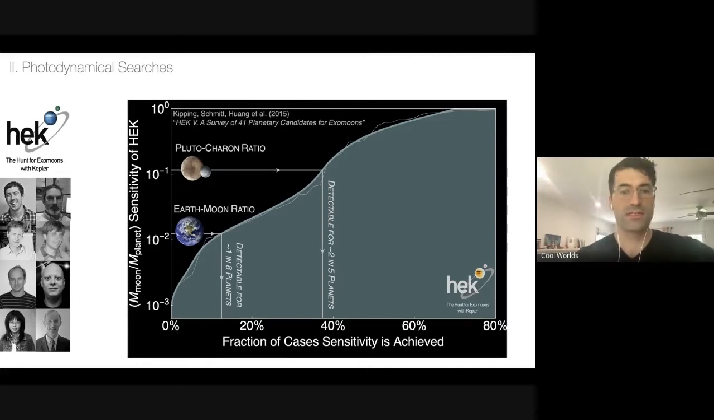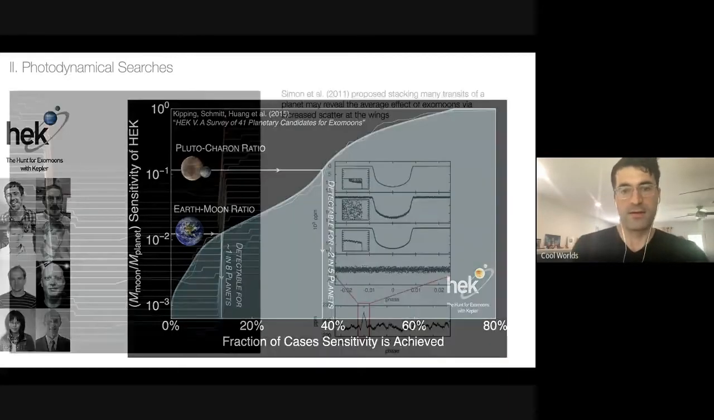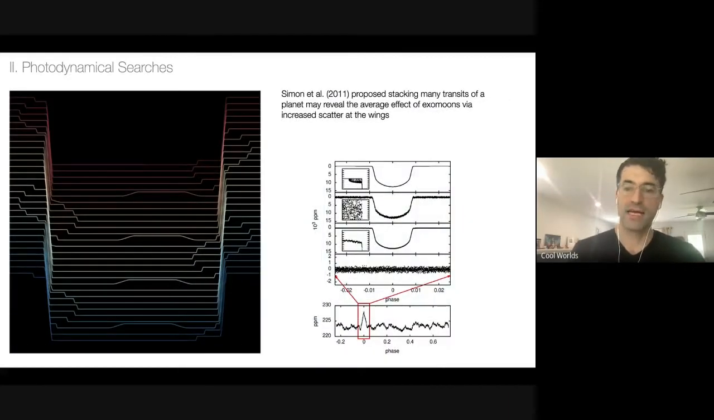Whereas the Pluto-Charon system, which is 10%, if it was scaled up, of course, Pluto's a little bit too small for us to detect, but if you scale that up, we will be sensitive to that kind of mass ratio quite often, about 2 out of 5 cases. So we didn't find anything, but we had these impressive upper limits. And so we started thinking about other methods once this photodynamical method ran short.